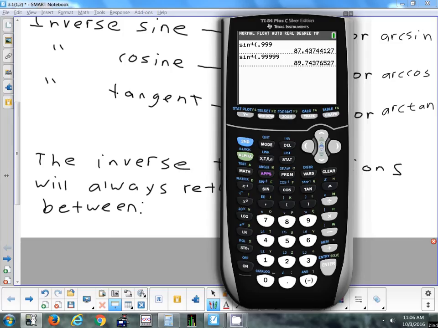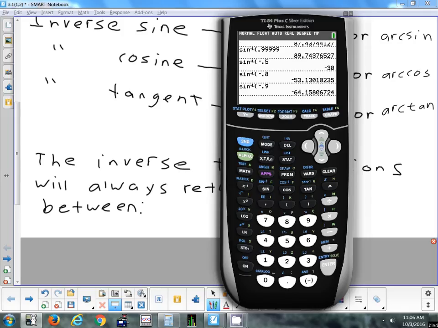Let's try something else. Let's try negative 0.5. Yeah, I get negative 30. Negative 0.8, I get negative 53. Let's try inverse sine of negative 0.9. Negative 64. And what number do you think I can't go any lower than? If I plug this in, I'd have a problem. Yeah, not 1, but yeah, I can't go any lower than negative 1. If I try to, I won't even get an answer back. What does it look like the lowest that I could ever go is? The answer, yeah, negative 90.